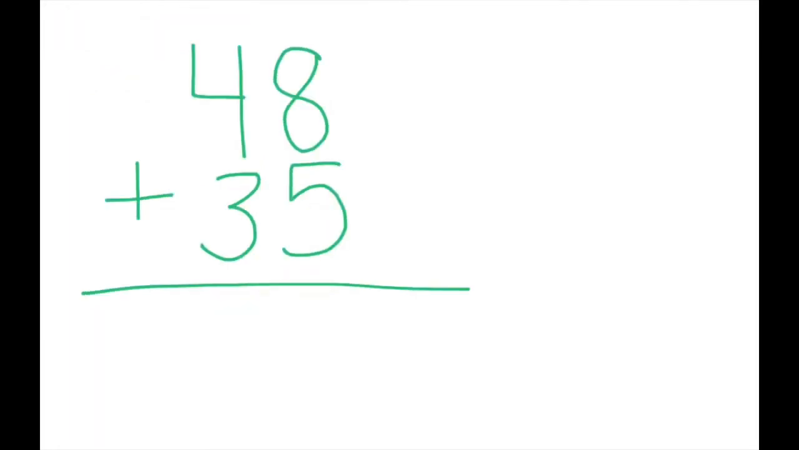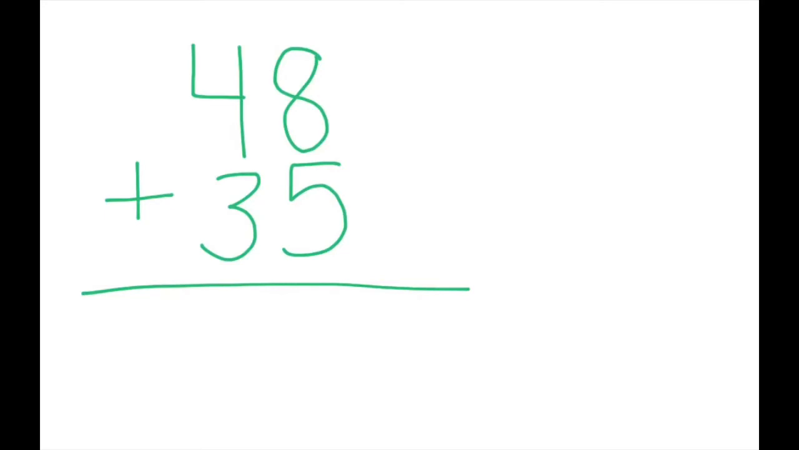Let's try it one more time together. So you'll see that we're going to be adding 48 plus 35. And I wrote very neatly, keeping my ones in a column and my tens in a column. 48 is 4 tens and 8 ones. 35 is 3 tens and 5 ones. So I lined up my tens and my ones. Attending to precision is very important when you're adding greater numbers.